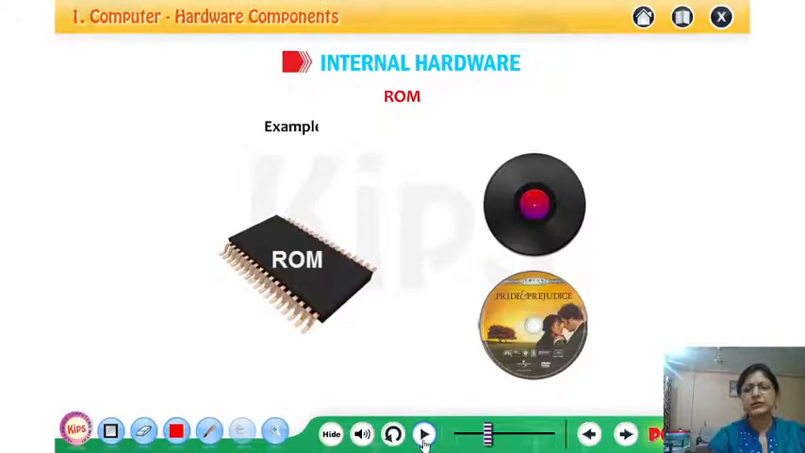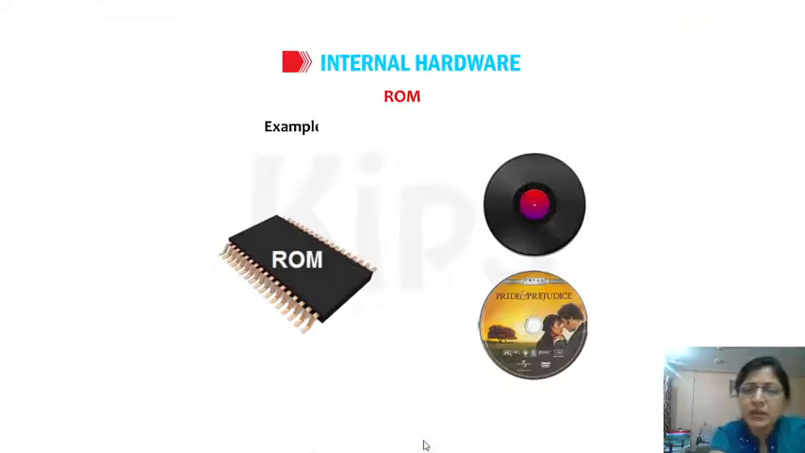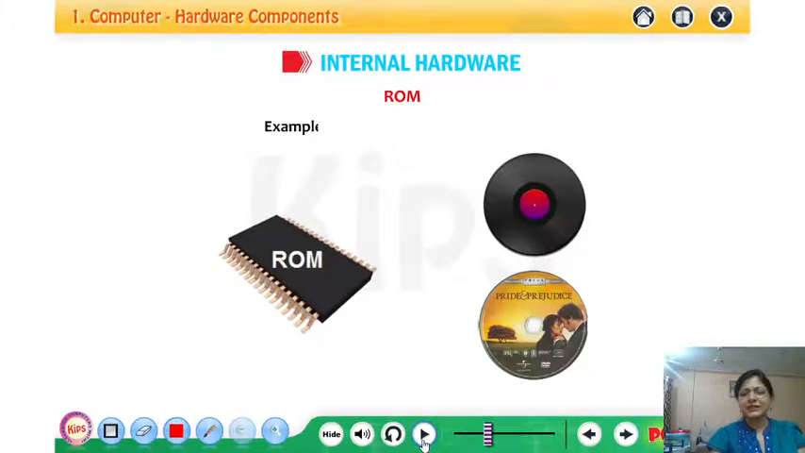For example, even though ROM, read-only memory, is permanent memory, we cannot write into the ROM chip. Okay, so we can only read from it. So that is why it is known as read-only memory. So the instructions usually written on the ROM are the ones given by the manufacturer to start the computer. Okay, so this is ROM, the second type of memory.